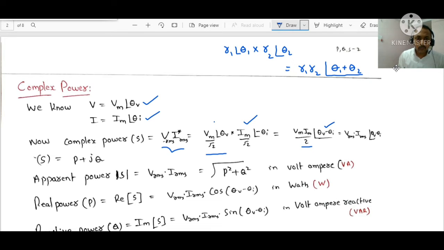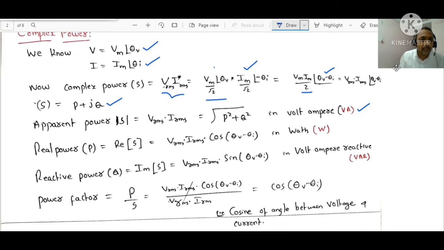Now, if you express it in the rectangular form, the complex power S equals P plus JQ. Very, very important, S equals P plus JQ. If you take its magnitude, mod S, somewhere you may have seen it like this, what about its mod? Root over P square plus Q square, and that is expressed in volt ampere.